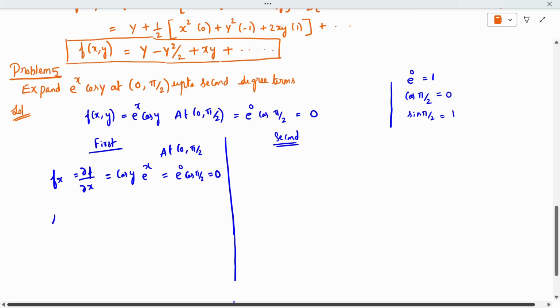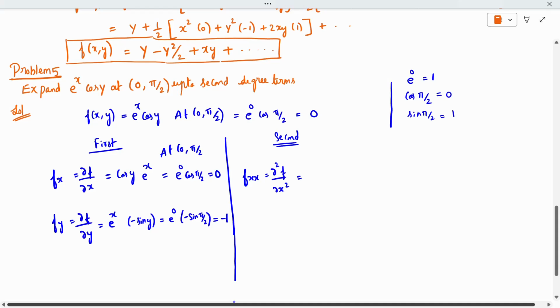Now fy, dou f by dou y. Same way, e to the power x is a constant, and differentiation of cos y is minus sin y. Now substitute it: e to the power 0 into minus sin pi by 2. Sin pi by 2, I already told, is 1. So minus 1.